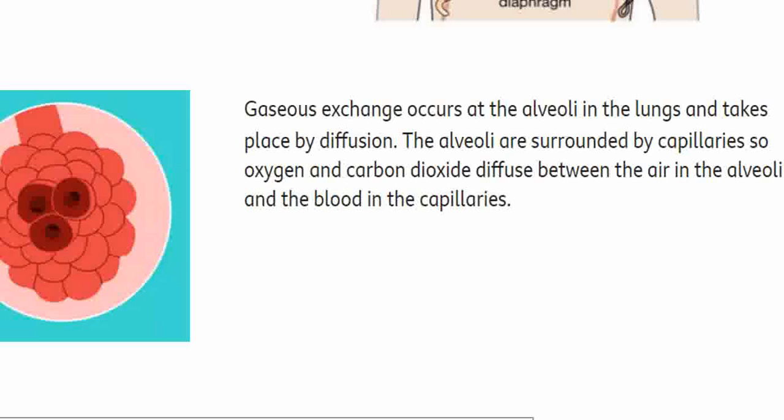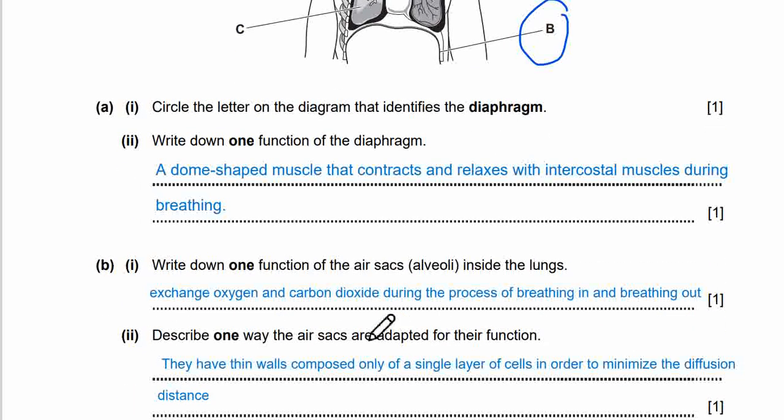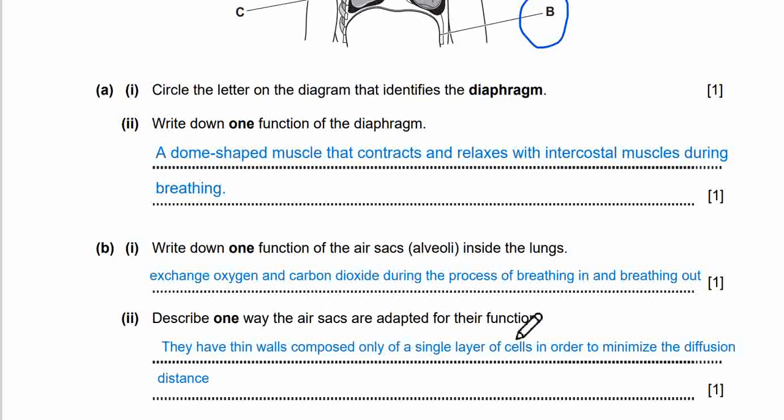So we type down our answer. Exchange oxygen and carbon dioxide during the process of breathing in and breathing out. One way air sacs are adapted is they have thin walls composed of only a single layer of cells, in order to make diffusion easier or minimize the diffusion distance. So it will be easier diffusion at a higher rate.